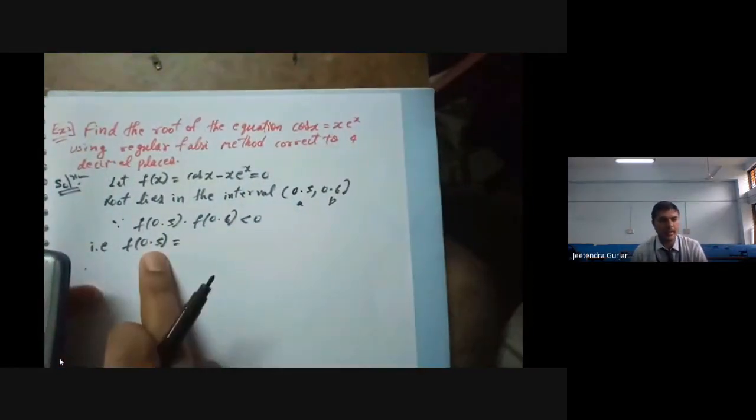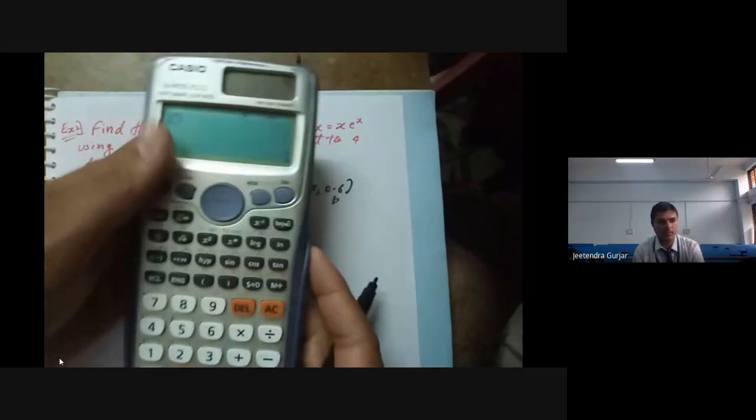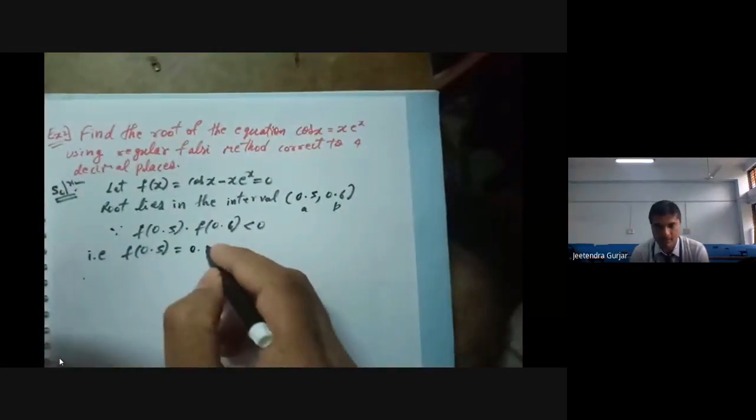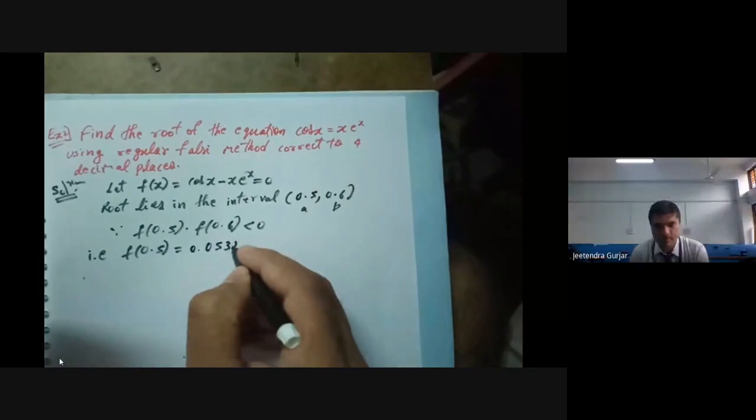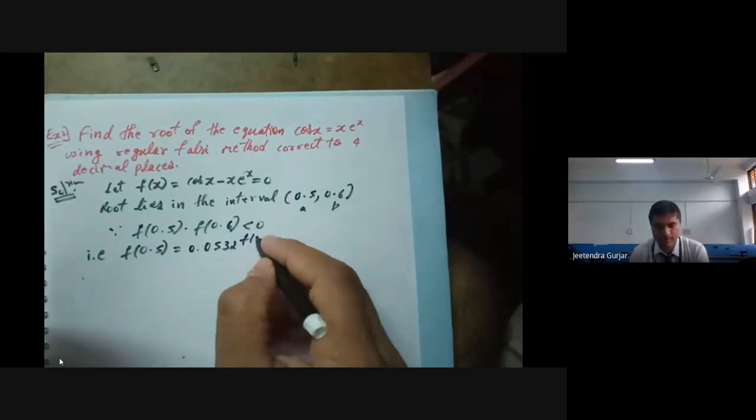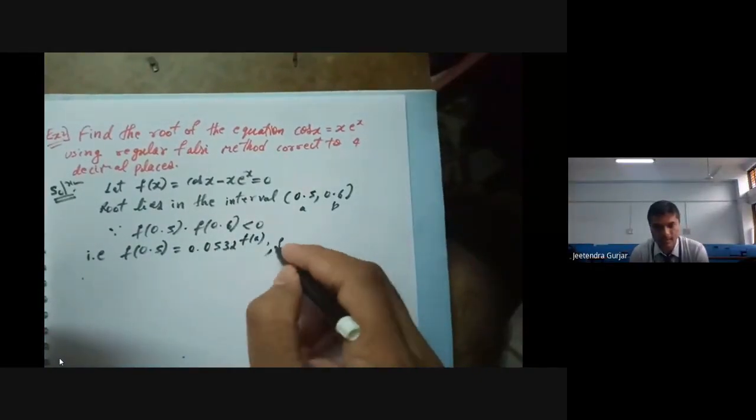Very good. Calculate. What you have to calculate, x is 0.5. Just type 0.5. So when you type in 0.5, you will get 0.0532. This much is enough. Anjali has got the correct answer. Devraj has got the correct answer.